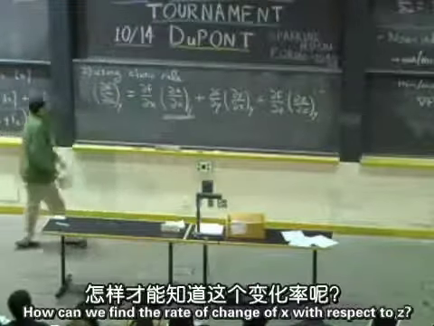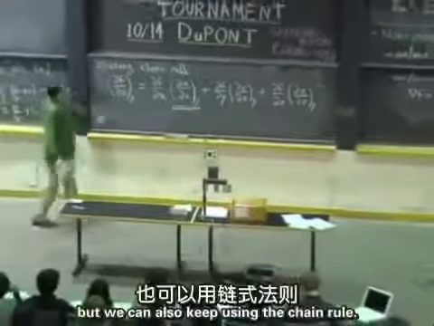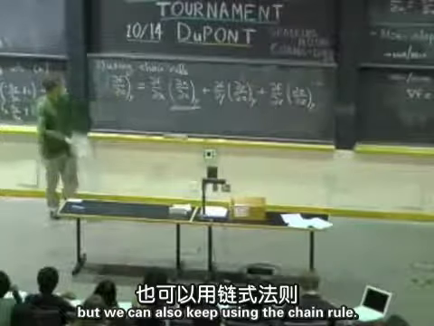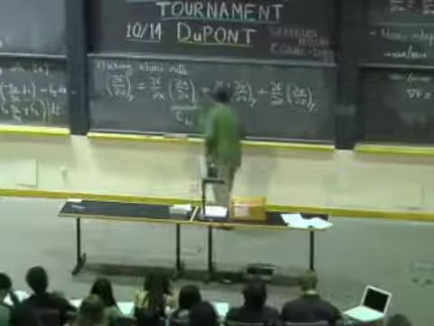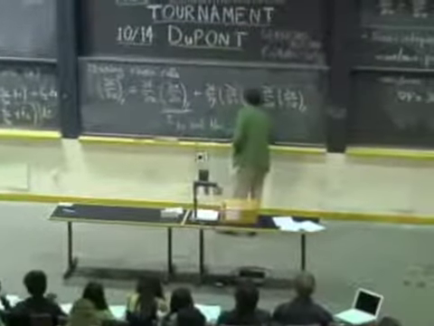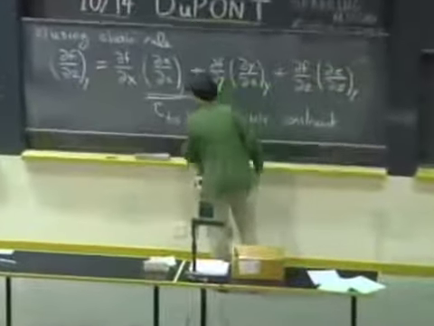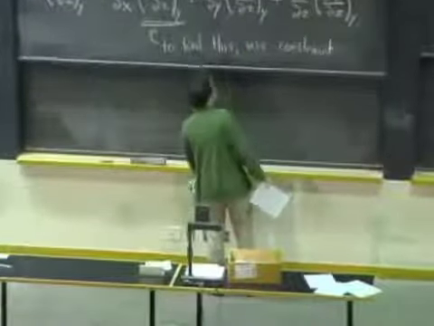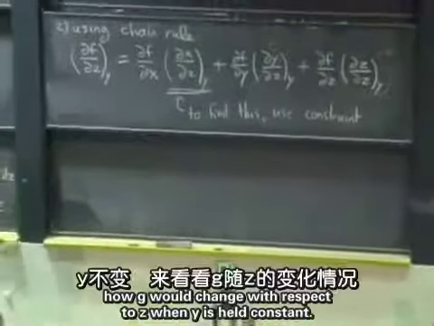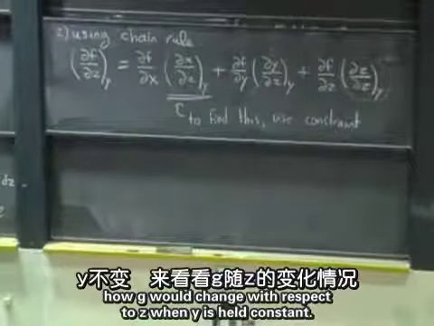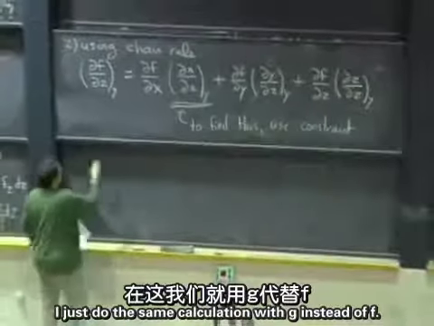Okay? So how can we find the rate of change of x with respect to z? Well, we could use differentials like we did here, but we can also keep using the chain rule. So how can I do that? Well, I can just look at how g would change with respect to z when y is held constant. So I just do the same calculation, but with g instead of f.